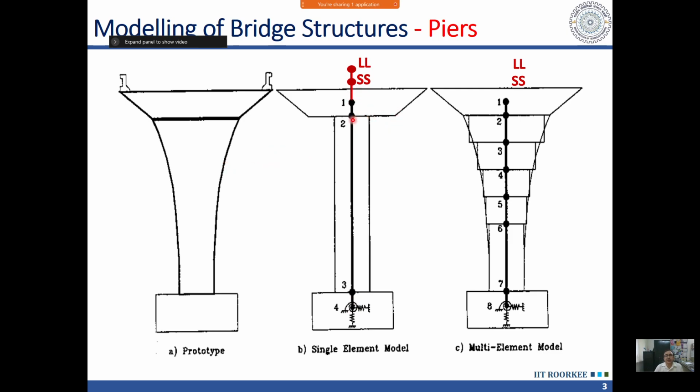Now in this case we cannot consider the variation of the pier cross section if it is taking place along the height like it is shown in this particular case. So if I want to model the change in the cross section, I can divide this frame element into a number of elements. So here we can see that it has been divided into 6-7 elements along the height.